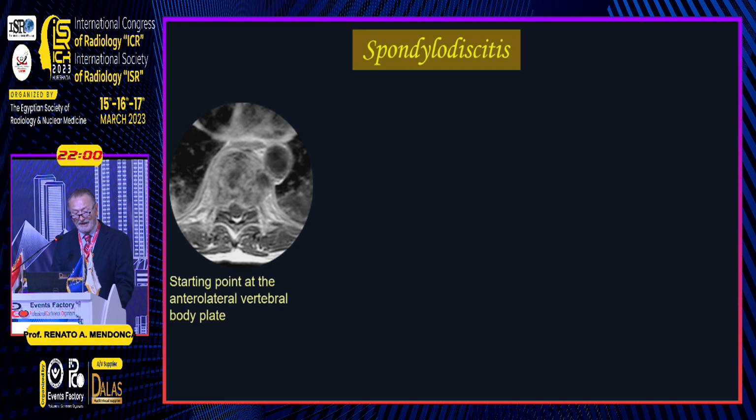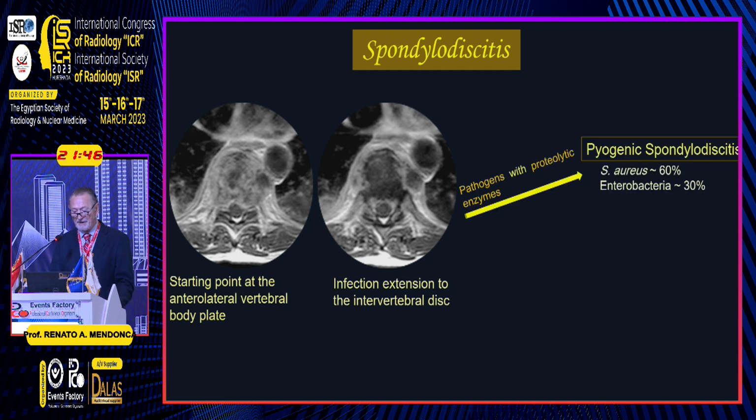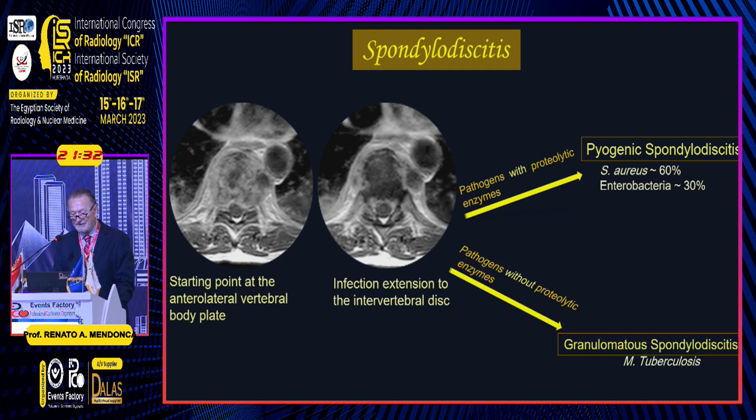Spondylodiscitis, the starting point is the anterolateral vertebral body plate. So it's an infection that begins in the bone, and the infection extends to the intervertebral disc. And then we have two options. Some pathogens have proteolytic enzymes, and we call it pyogenic spondylodiscitis, and again Staphylococcus aureus and Enterobacteria. And some pathogens have no enzymes. So then we have tuberculosis. The evolution of the infections is a little different.